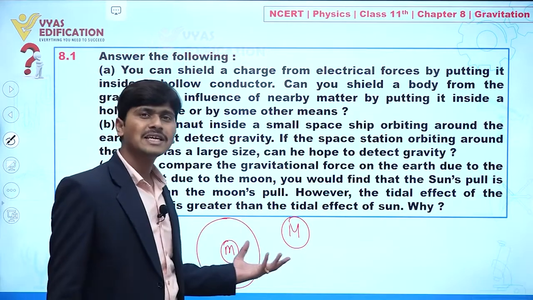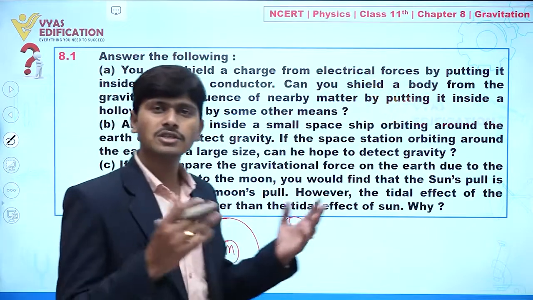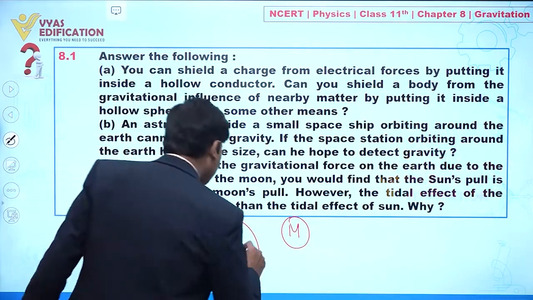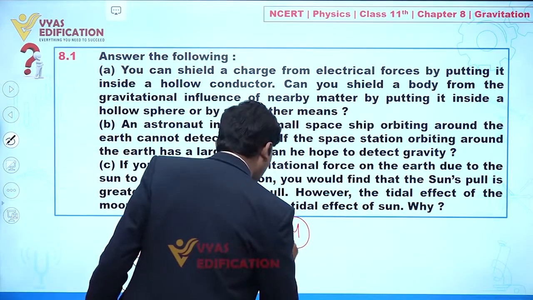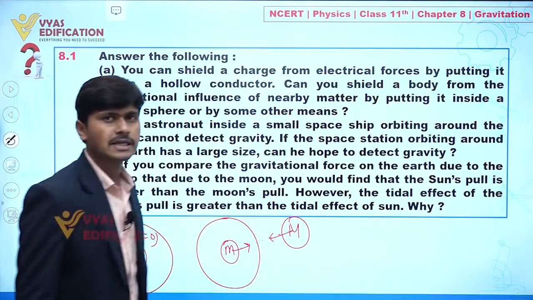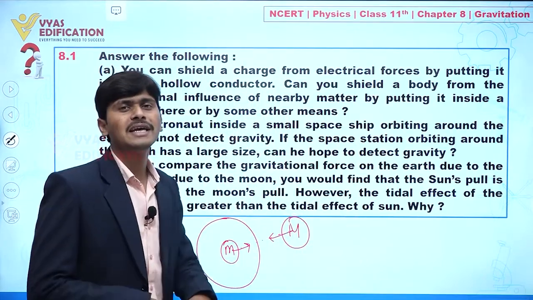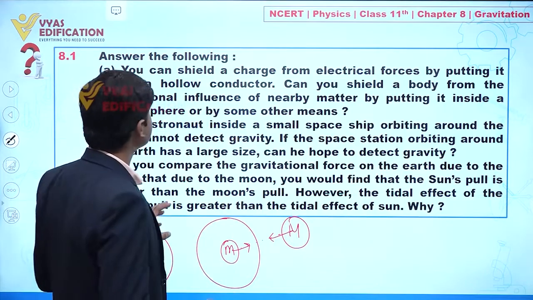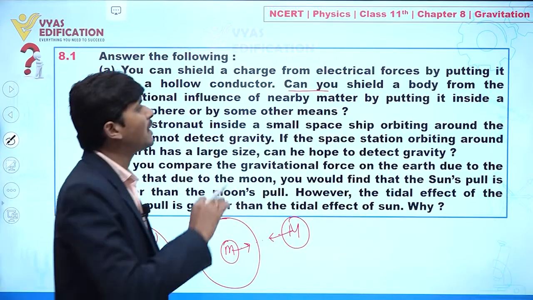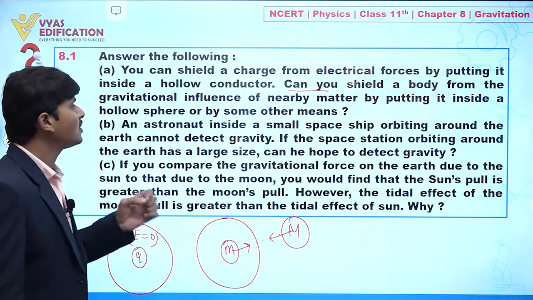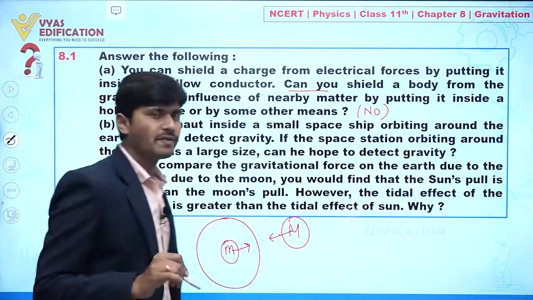But if we are placing this smaller mass in a hollow cylinder or hollow sphere, or any body, gravitational force always acts along the line joining them like this. So it means we cannot shield any body from it if we place that body in any object. So no, we cannot shield a body from the gravitational influence of nearby matter by putting it inside a hollow sphere or by some other means. So our answer here is no. Clear to everyone?